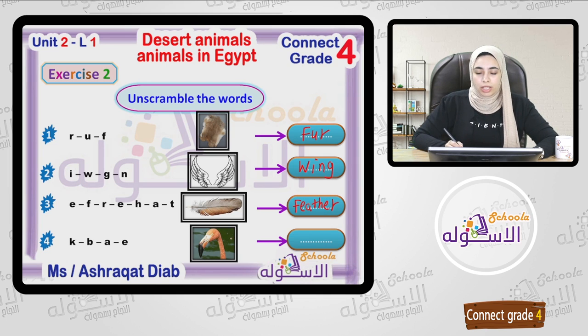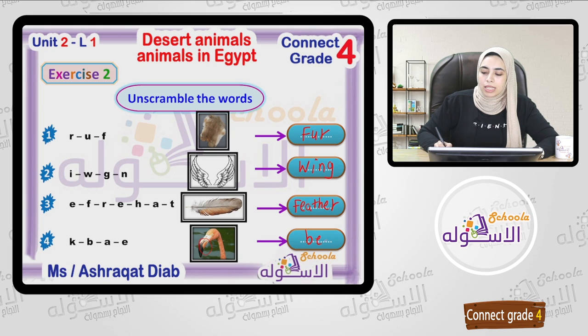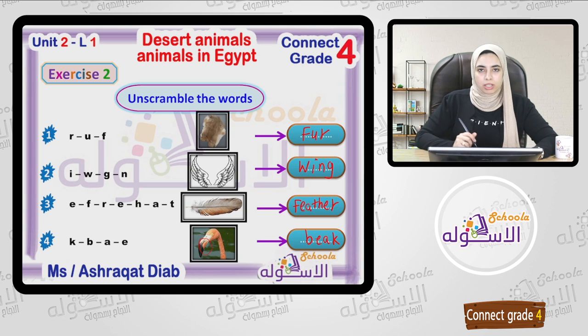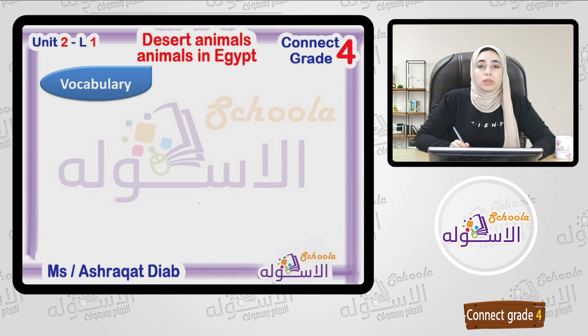Excellent. Feather. Okay. What about number four? It's beak. Excellent. Beak. Okay. Very good. Now let's move to the vocabulary part. And this is the most important words that we have in this lesson.